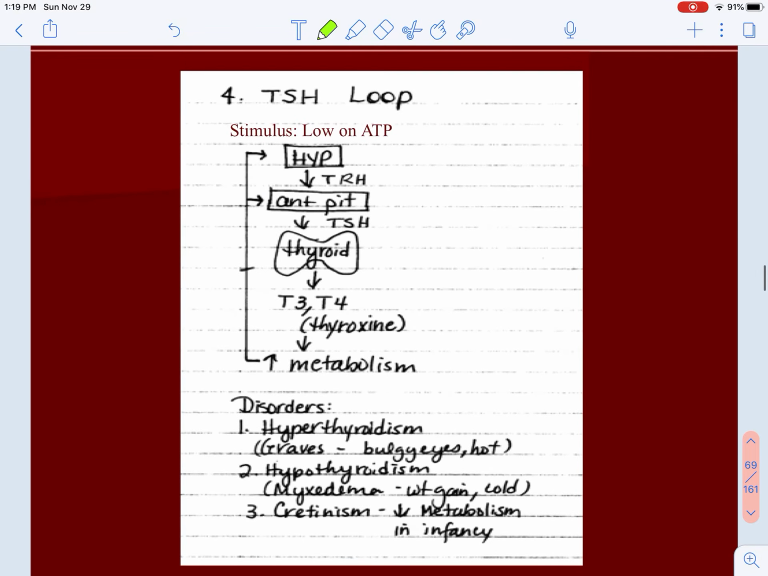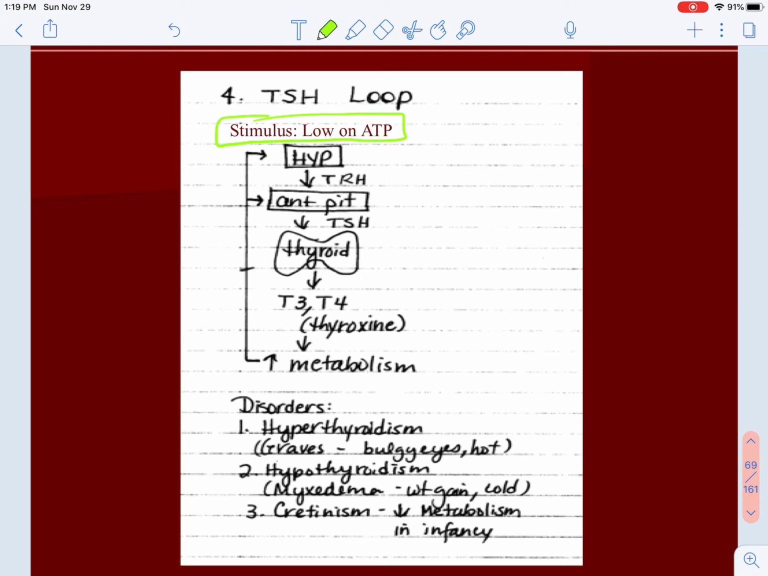Here's our thyroid stimulating hormone feedback loop. I wrote here the stimulus could be something like low on ATP. We need to metabolize and make more ATP when we do cellular respiration of our glucose. We're doing it for those 36 ATP that are produced for every glucose molecule, as you recall. So when metabolism needs to go up, here's our feedback loop that you can copy.